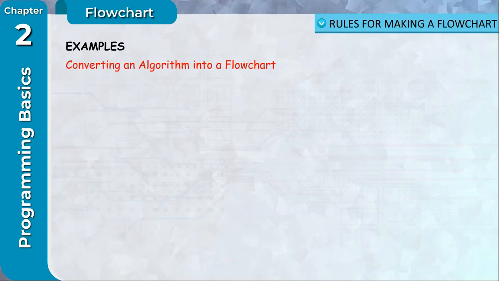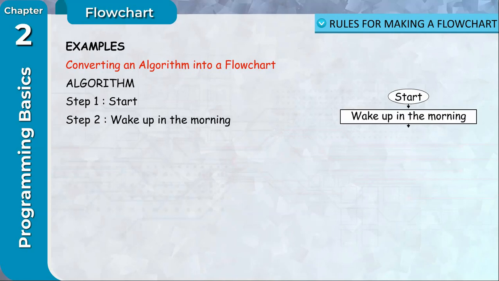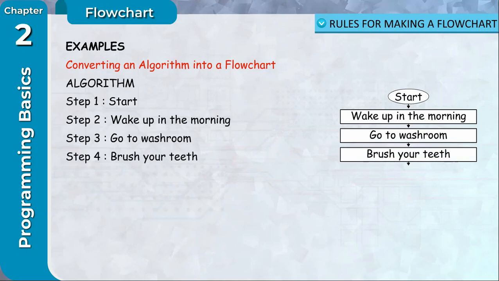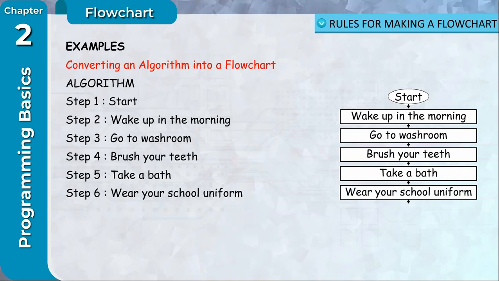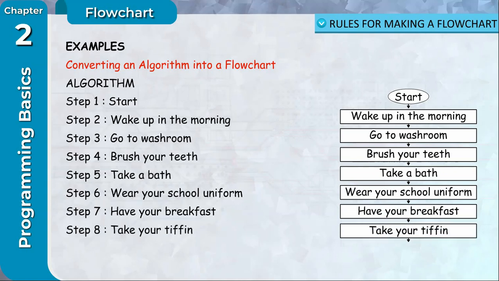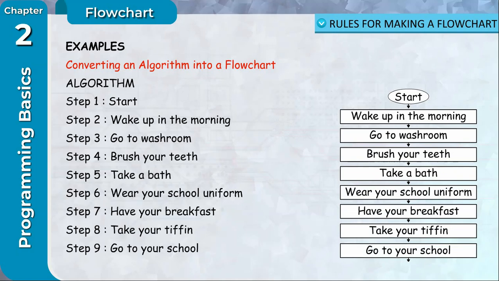Examples: converting an algorithm into a flowchart. Algorithm: step 1, start. Step 2, wake up in the morning. Step 3, go to washroom. Step 4, brush your teeth. Step 5, take a bath. Step 6, wear your school uniform. Step 7, have your breakfast. Step 8, take your tiffin. Step 9, go to your school. Step 10, stop. Here is the flowchart in front of you.